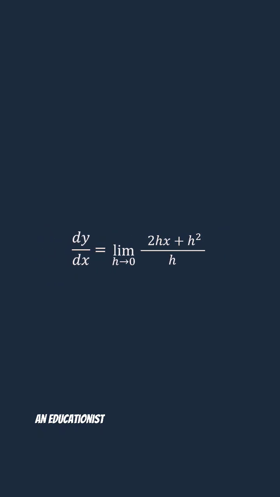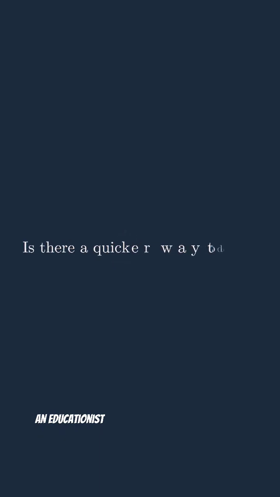Cancel out the x squared terms. Simplify by dividing each term by h. Finally, take the limit as h tends to 0, which gives 2x. So the derivative of x squared is 2x. Now, is there a quicker way to do this? Let's take a generic term, x to the power of n.